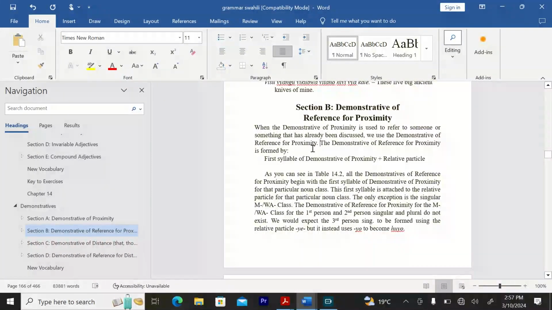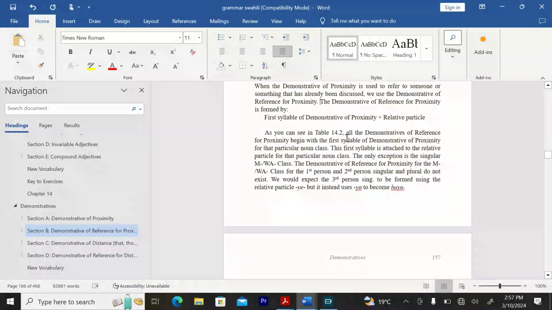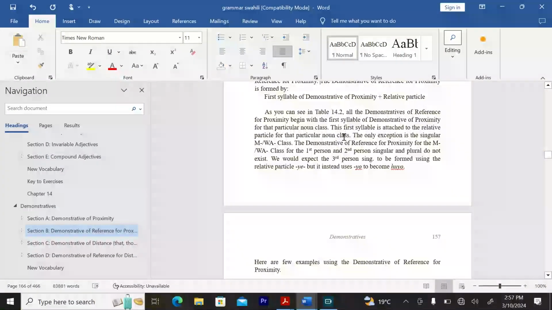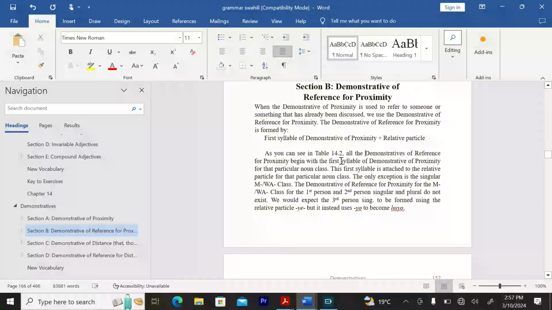The demonstrative of reference for proximity is formed by the first syllable of the demonstrative for proximity plus the relative particle. As you can see in table 14.2, which is down below, all the demonstratives of reference for proximity begin with the first syllable of the demonstrative of proximity for that particular noun class. The first syllable is attached to the relative particle for that particular noun. The only exception is the singular u class.